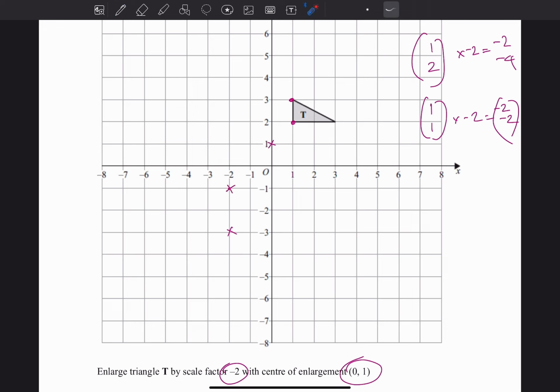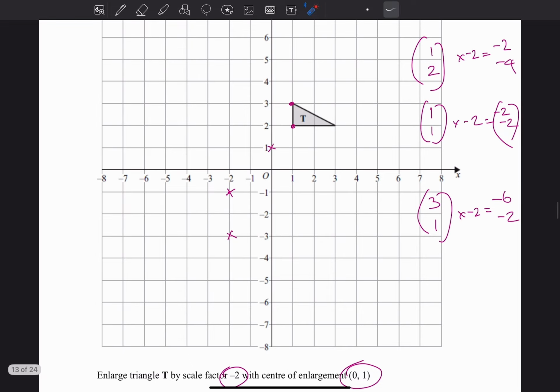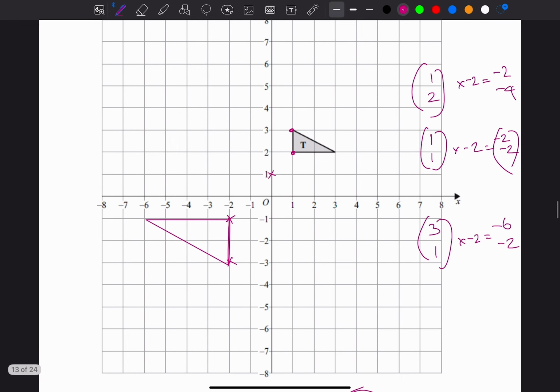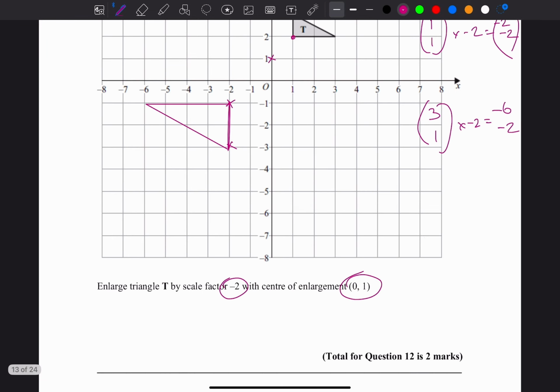Last one. 1 2 3 right, 1 up. 3 and 1. Times it by the scale factor of -2, which is -6 and -2. So -6 means 6 left, 1 2 3 4 5 6, and 2 down, which is here. Okay, around that. Enlarge the triangle T. There you go. It's fine.